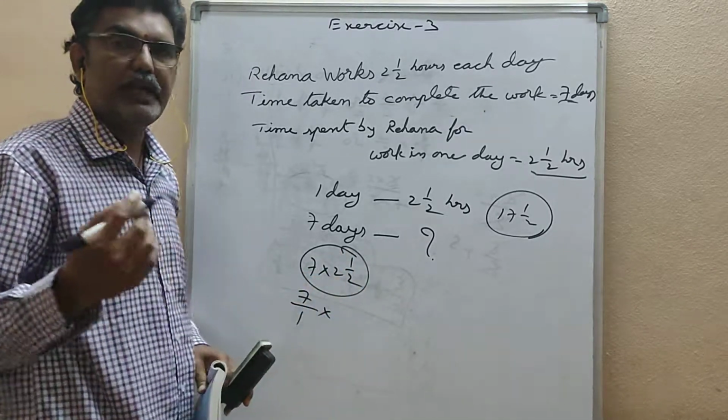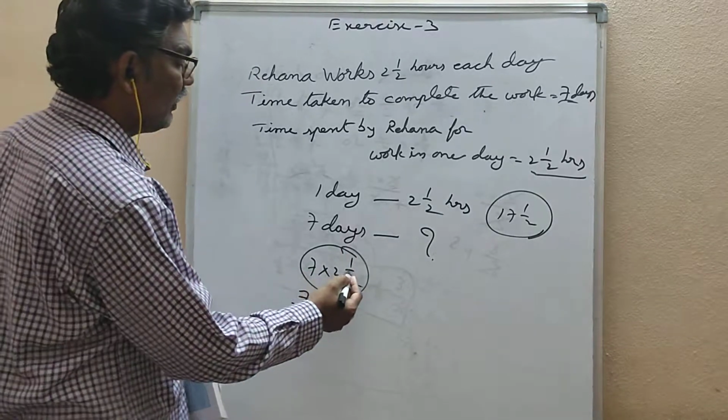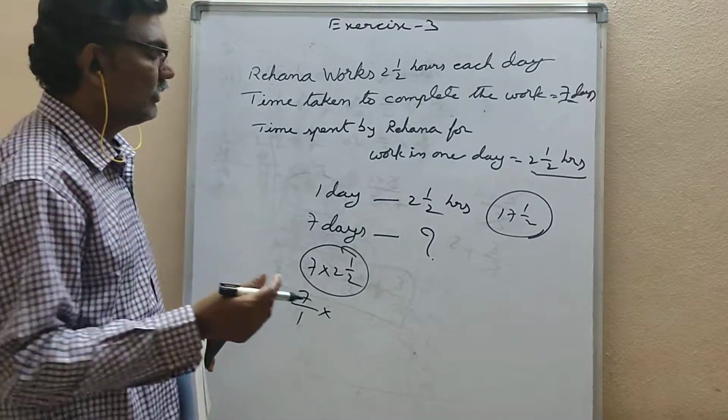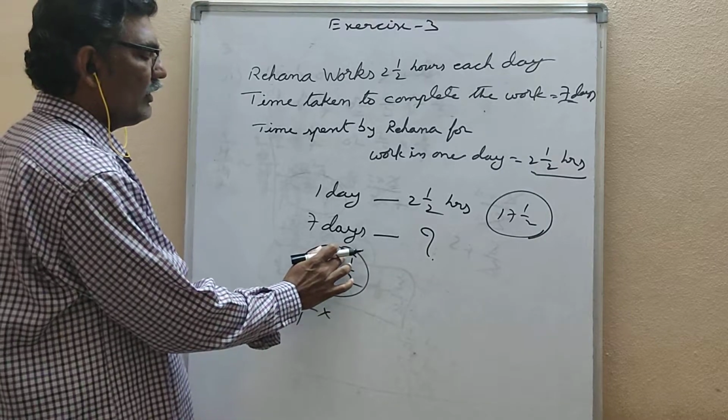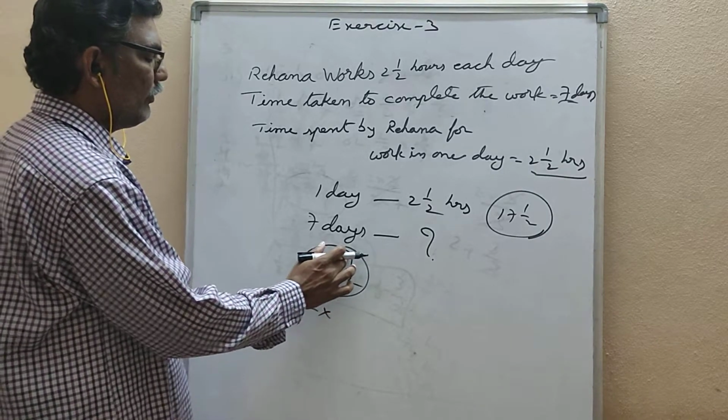2.5 is which fraction? Mixed fraction. Convert it into improper fraction. How can you convert these two? Multiply. For that product, I have to add the numerator here. 2 2s are 4 plus 1.